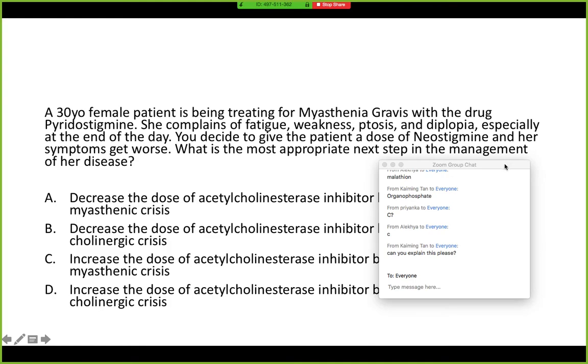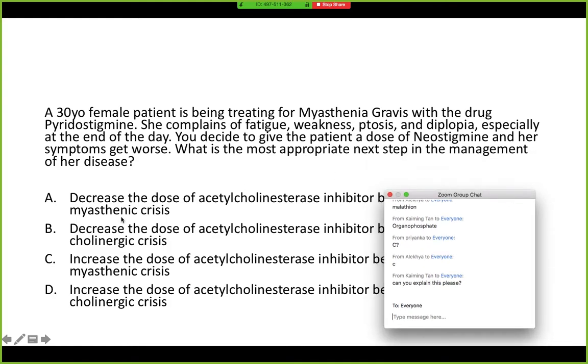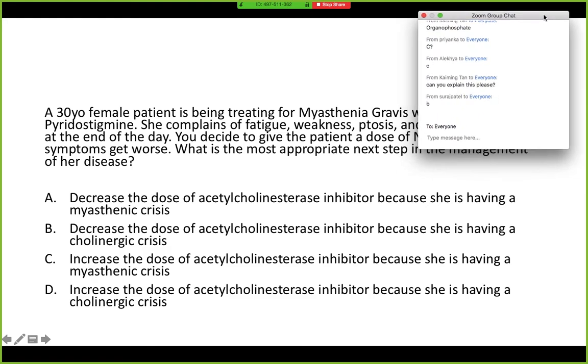Okay, so the only thing different here is that you gave her a dose of neostigmine and her symptoms got worse. So now what would you do? Yeah, so in this case, you're going to decrease the dose of pyridostigmine because she's having a cholinergic crisis. So this tells you that she's probably had an improvement in her disease. So now the dose that she's on is too high.